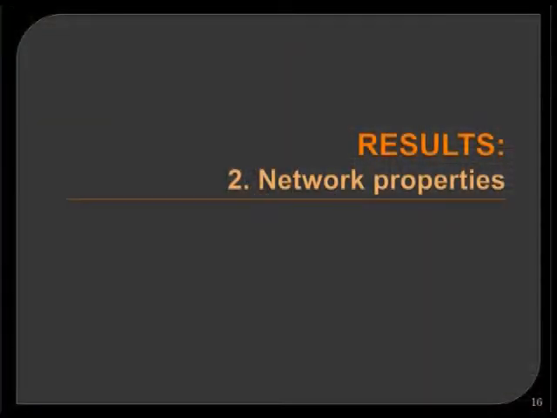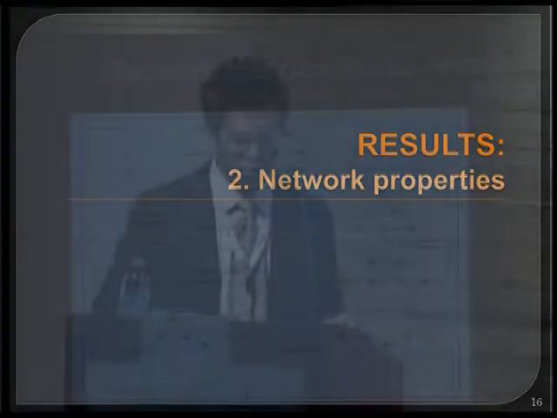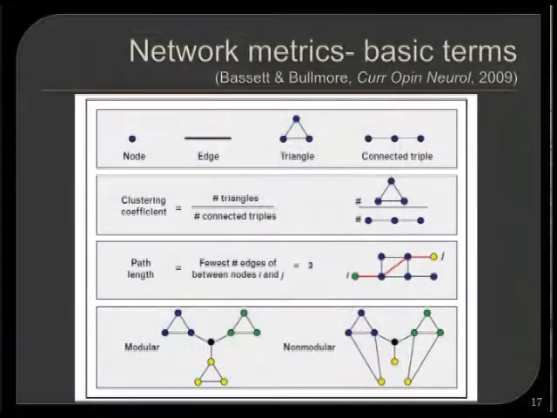The second result: we use a network analysis method. We have the functional connectivity matrix first, then we construct it into a network using a graph theory approach. These are the basic terms in network analysis. We have 110 regions, and each region is denoted as a node, and the connectivity between regions is denoted as an edge. So this is a triangle, and this is a triplet.